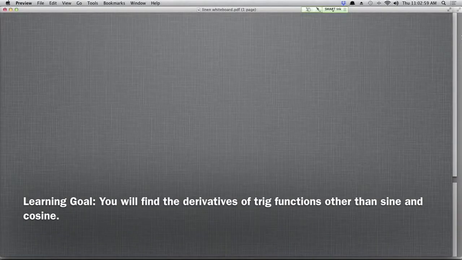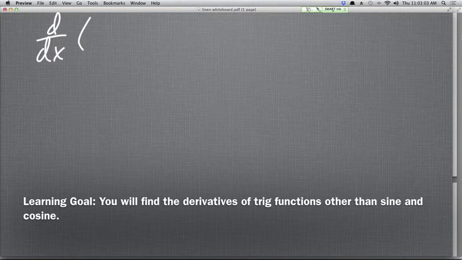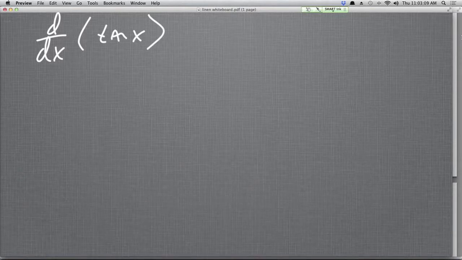All right, first thing we want to do is derive some of these derivatives. Okay, so let's talk about finding the derivative of tangent first. Right now, the only two derivatives we know are cosine and sine. So what do you think I want to do to tangent to be able to find the derivative of tangent? Tangent in terms of sine and cosine. So let's do that.